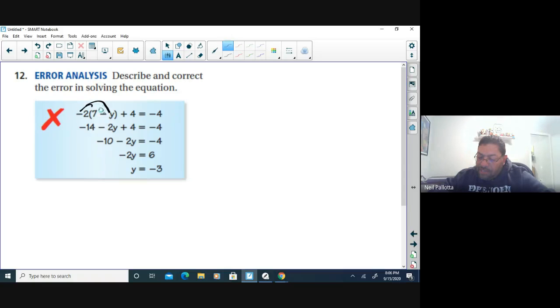Negative 2 times negative 1y, negative times negative is positive. That should have been positive 2y, which means that at this step, positive 6 divided by positive 2 means that our answer should have been positive 3. So that's a tricky one.